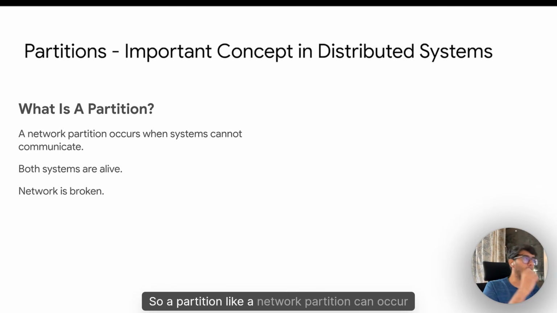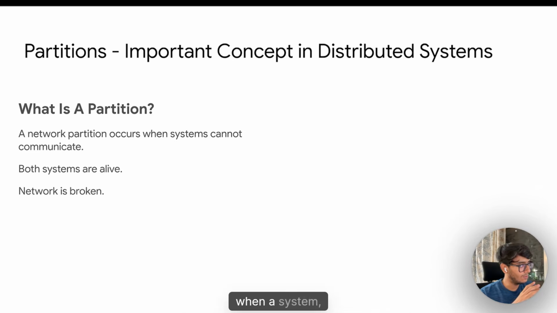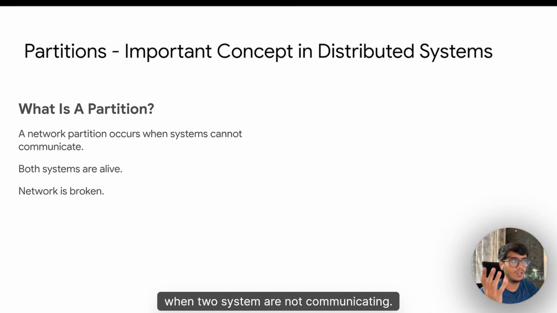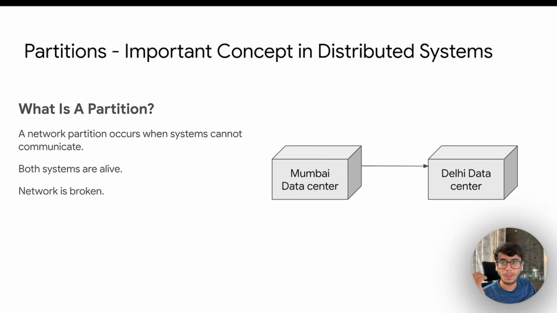A partition, like a network partition, can occur when two systems are not communicating. Both systems might be live, but they are not connected.